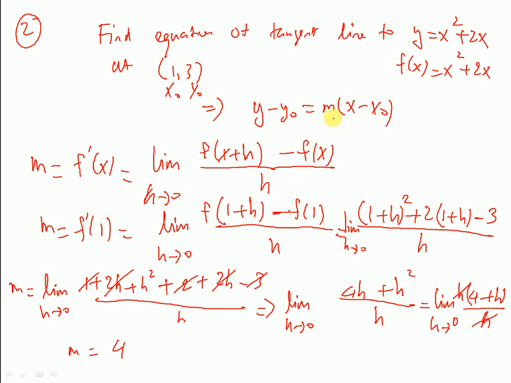So m equals 4. That's very easy. So now we have 4 for m. We have y naught, x naught. Just plug in: y minus y naught, which is 3, equals m, which is 4, times (x minus x naught), which is 1. When you simplify that, you're going to get y equals 4x minus 1. That is the equation of the tangent line to the function y equals x squared plus 2x. Okay.